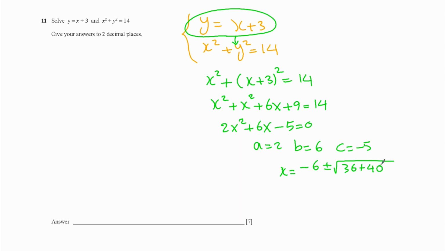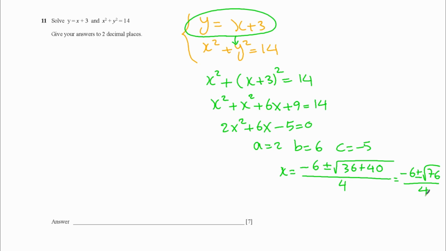So 36 minus 4 times a times c. a times c is 10, minus 10 times 4 is minus 40, minus 40 would be plus 40, divided by 2a, which is 4. And if I simplify this, it would be minus 6 plus or minus the square root of 76 divided by 4. In here, I just want to see if I can simplify the square root of 76.